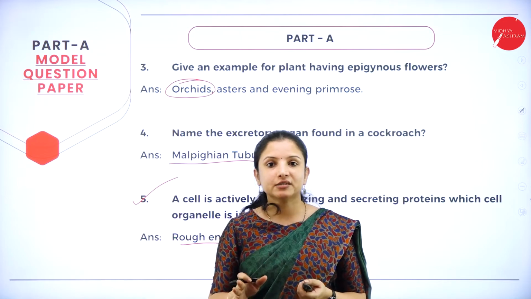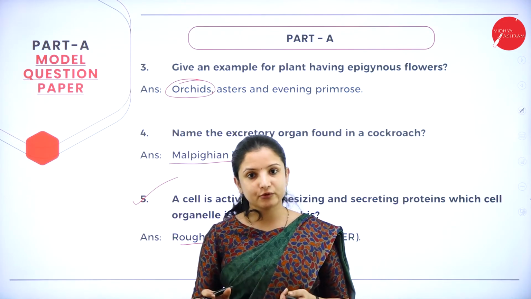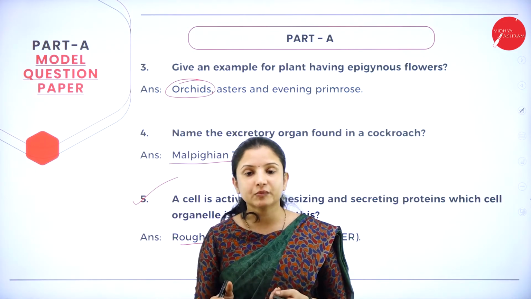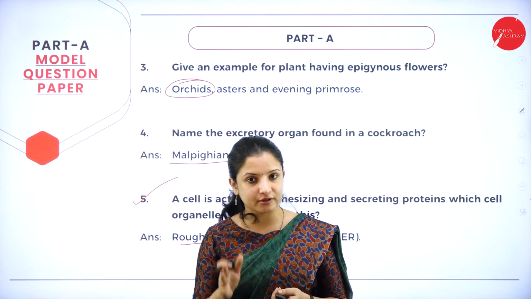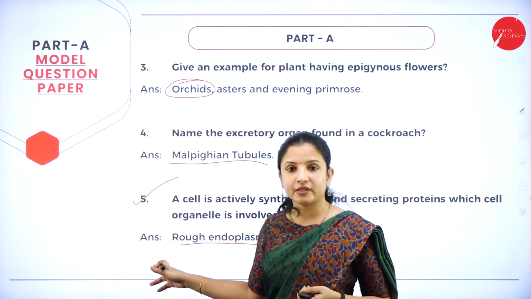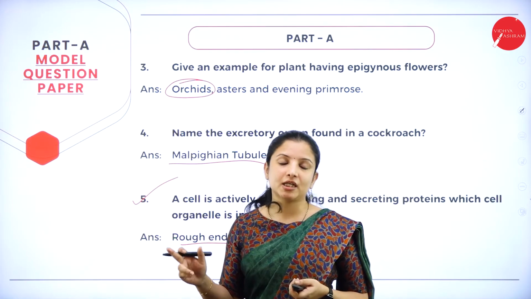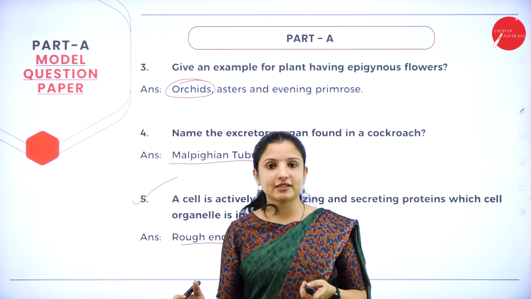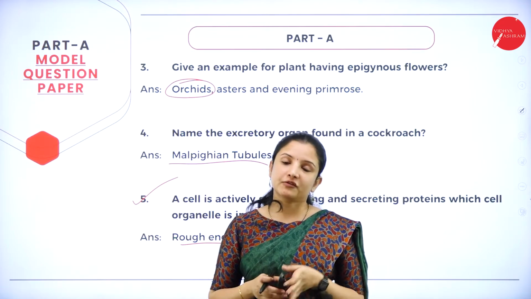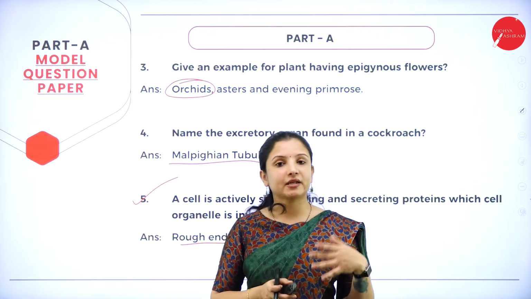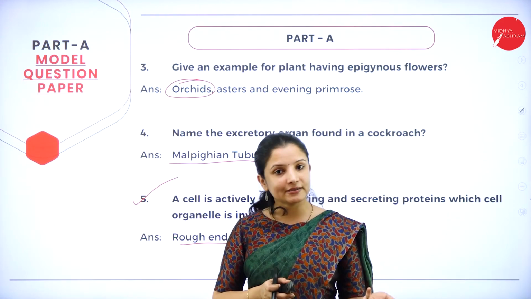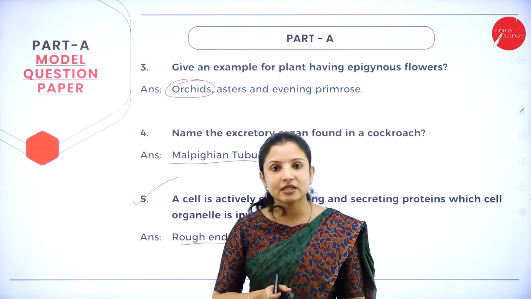So smooth endoplasmic reticulum means they don't have ribosomes on their surface. Rough endoplasmic reticulum means they have ribosomes on their surface. So which answer will you be writing here? You should mention it as rough endoplasmic reticulum. Don't just write it as endoplasmic reticulum and leave it, because if you write it that way, it can be smooth as well as rough. It will not give clarity there.